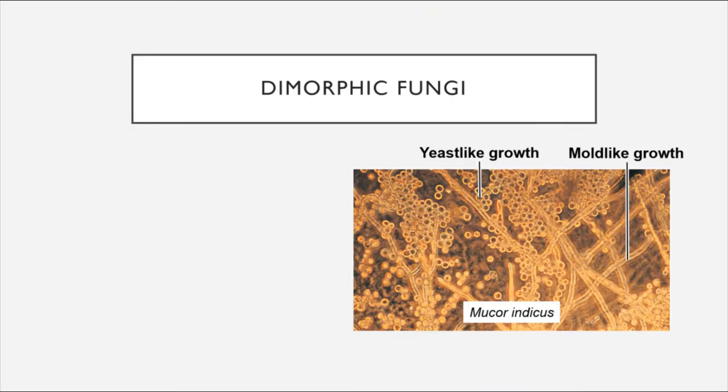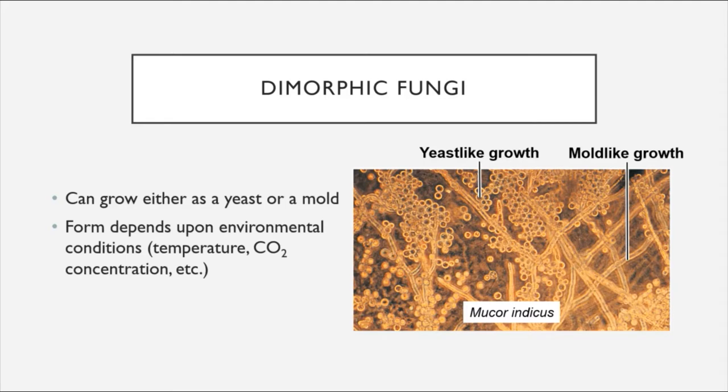Lastly, we'll say a few words here about dimorphic fungi, which are the third class of fungi that can grow either as a yeast or a mold, depending upon environmental conditions. For example, depending upon what the temperature is, what the CO2 concentration is, or other factors, there are certain species of fungi that can grow as filaments, or they can grow as single cells. Right here, we see Mucor indicus, which is a dimorphic fungus that is transitioning between a yeast-like form and a mold-like form. In Mucor indicus, it is carbon dioxide concentration that determines its form. High carbon dioxide accumulation results in mold-like growth, and lower carbon dioxide levels results in yeast-like growth.